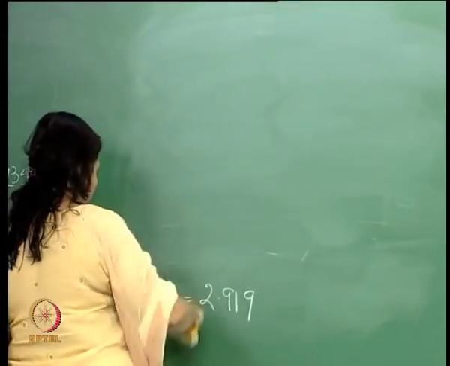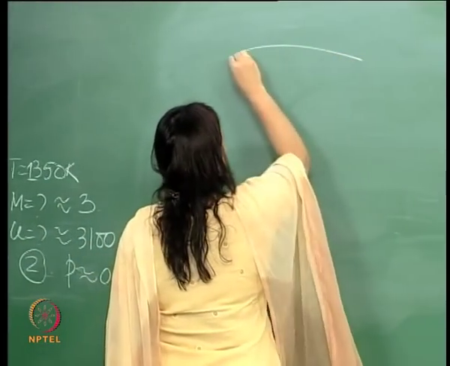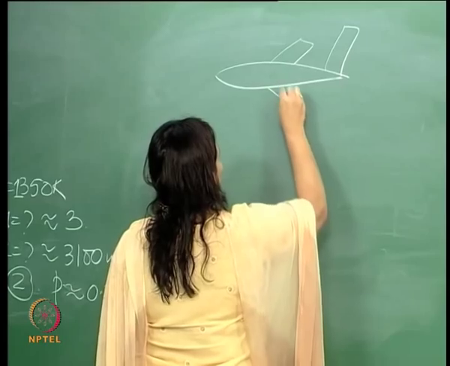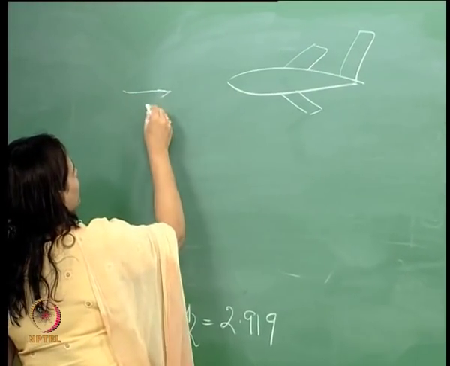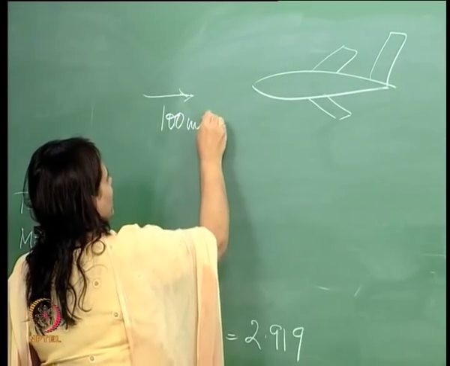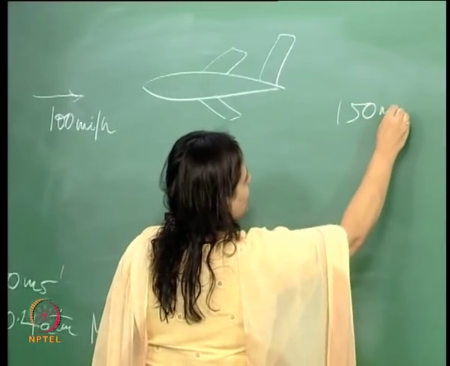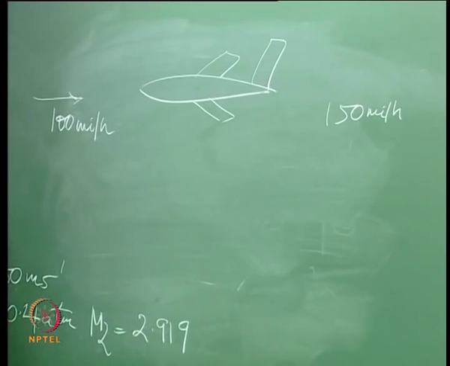Now, if you remember in the first lecture, we said that if we have an airplane, and you had a flow, here in a free stream, which was accelerating from 100 miles an hour to 150 miles an hour, then what is the corresponding pressure drop?